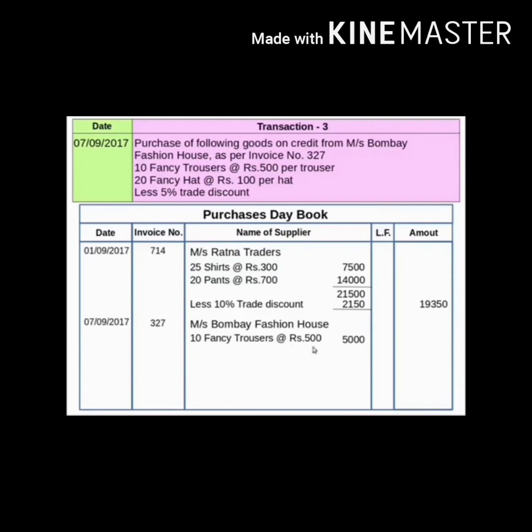Second is 20 fancy hats at 100 per hat. Second thing you purchased, 20 fancy hats, is 2,000. The total amount of purchase is 7,000. Here also there is a 5% TD which you have to deduct. तो 5% TD लेस करेंगे on 7,000. So put the trade discount here, 5%, 350 is your trade discount. So net purchase is 6,650. So this is all about the purchase day book. Now you have to try the practical question.